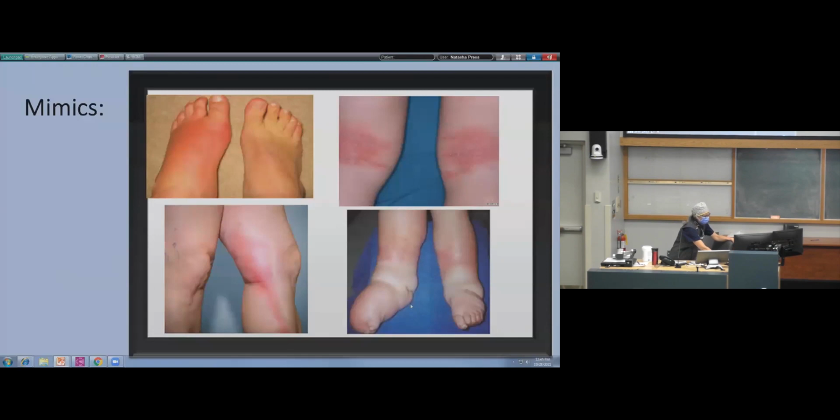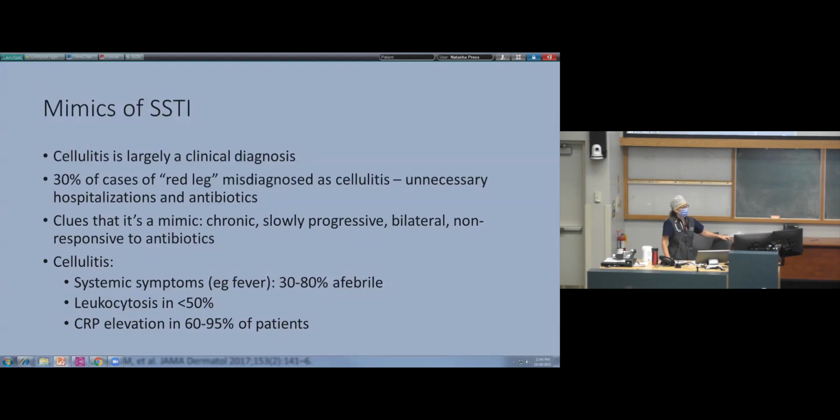So there are several mimics of skin and soft tissue infection, and cellulitis is really largely a clinical diagnosis. In fact, in studies, up to 30% of red leg has been misdiagnosed as cellulitis and has led to unnecessary hospitalizations and antibiotics. So clues that it's a mimic are if it's chronic, if it's slow, if it's not responding to antibiotics. Bilateral can be a clue.